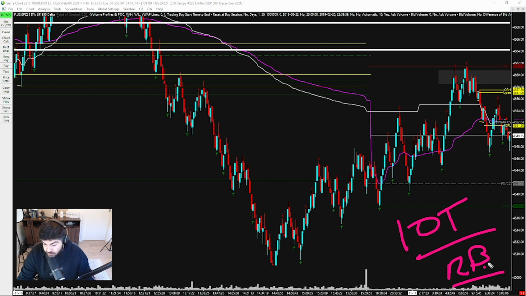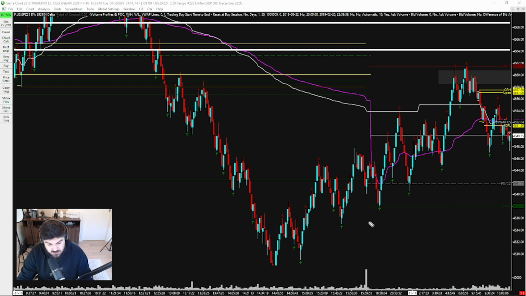I love range bar charts because they consolidate much cleaner and it strips away the element of time, which at the end of the day is a human construct. The market doesn't care about time, it cares about price and volume more so. So using this 10-tick range bar chart, you're able to see the trend definition much cleaner.